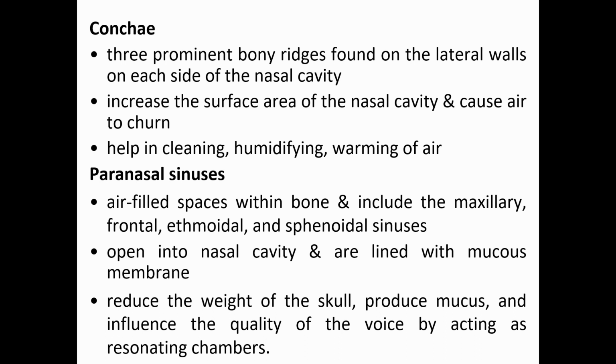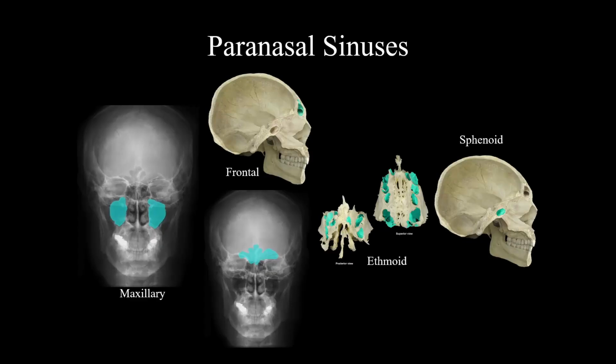Next, you have your paranasal sinuses. These are air-filled spaces within the bone and include the maxillary, frontal, ethmoidal, and sphenoidal sinuses. They open into the nasal cavity and are lined with mucous membrane. This reduces the weight of the skull. It also produces mucus and influences the quality of the voice by acting as resonating chambers, so you wouldn't sound flat. So these are the different sinuses.